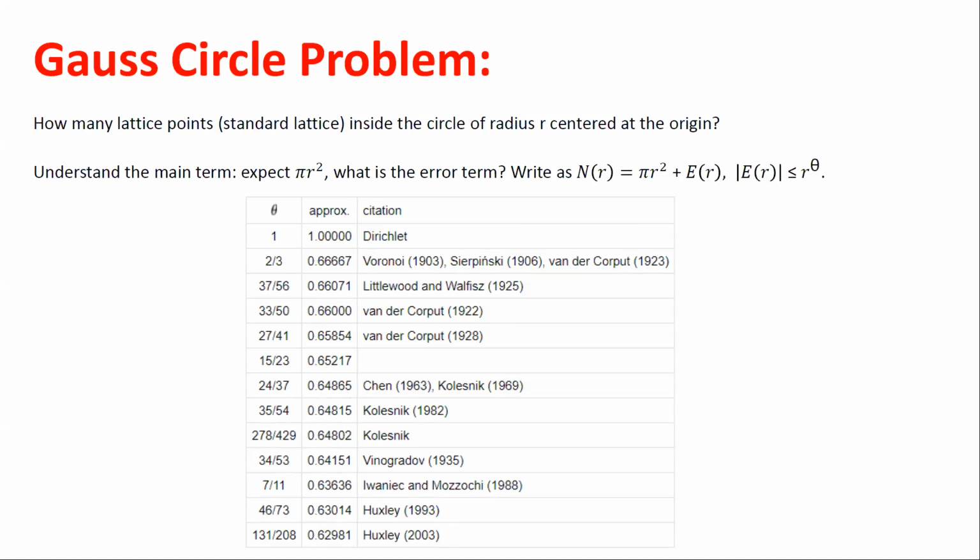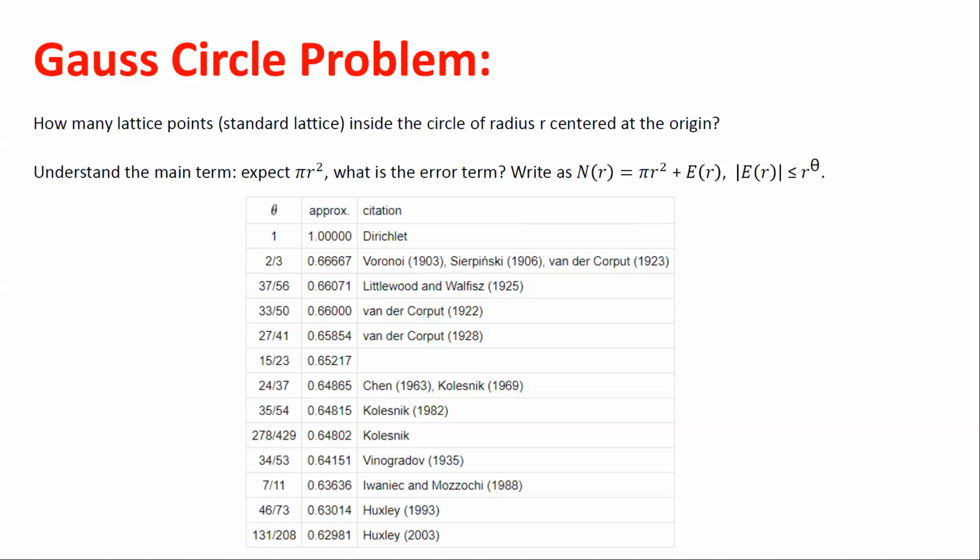But wait, what happened? These should be chronological, right? Why did Chen and Kolesnik in '82 say that we could get a bound of 35/54 when Vinogradov in '35 had 34/53? They're doing their best, Isaac. Good question.